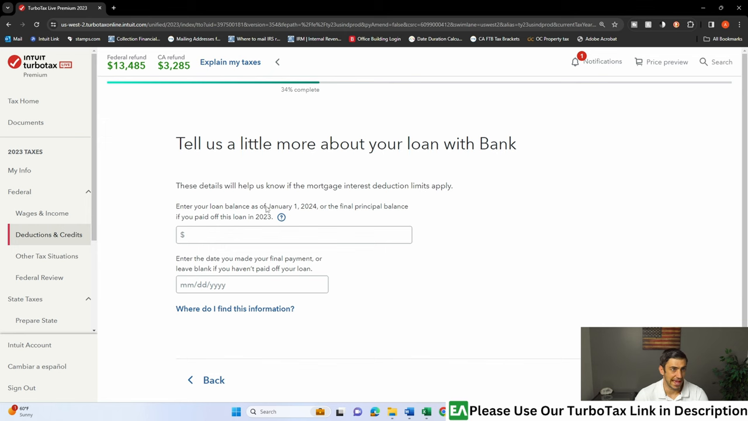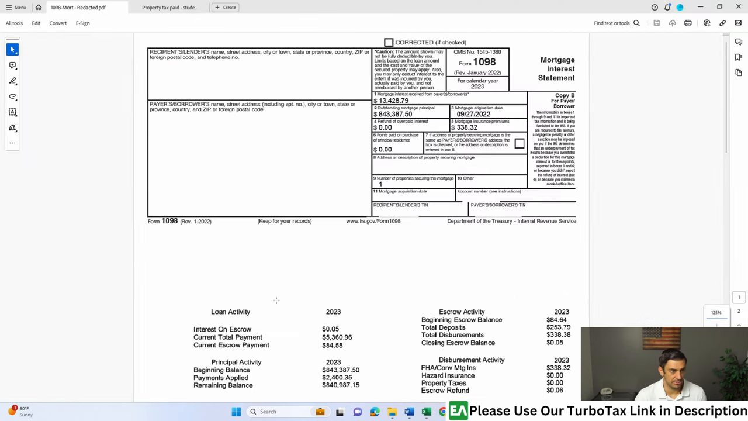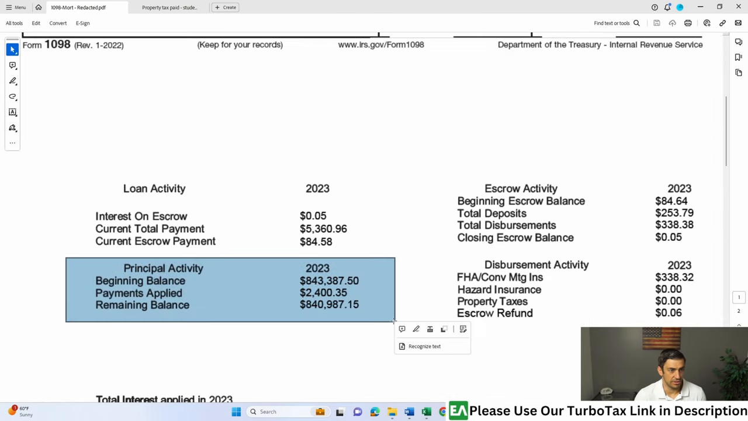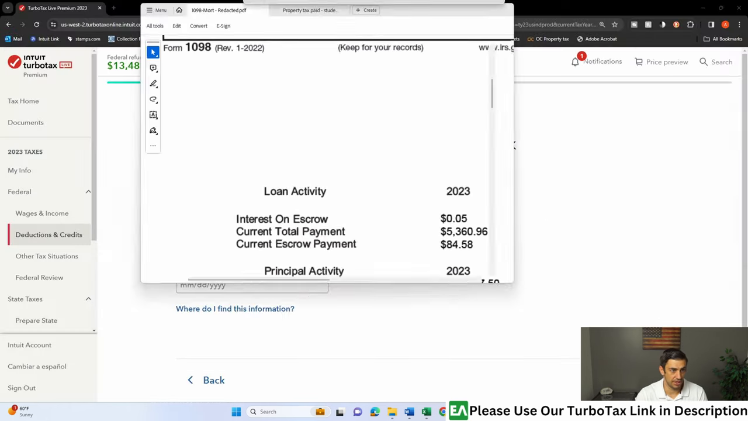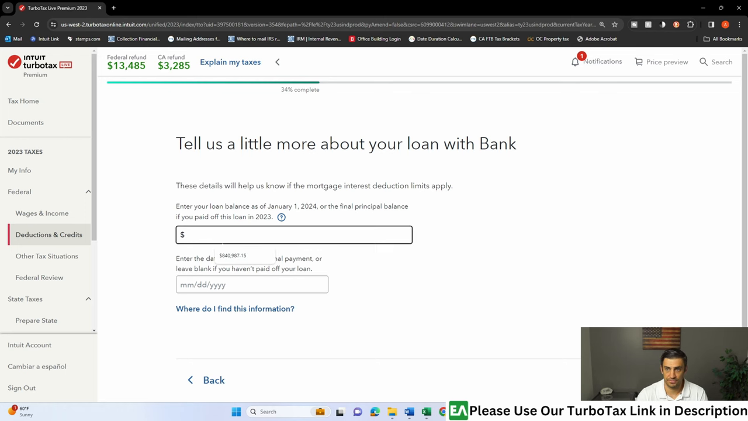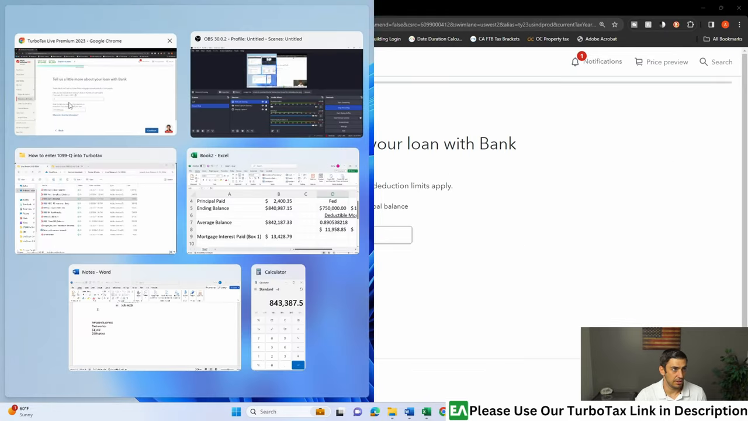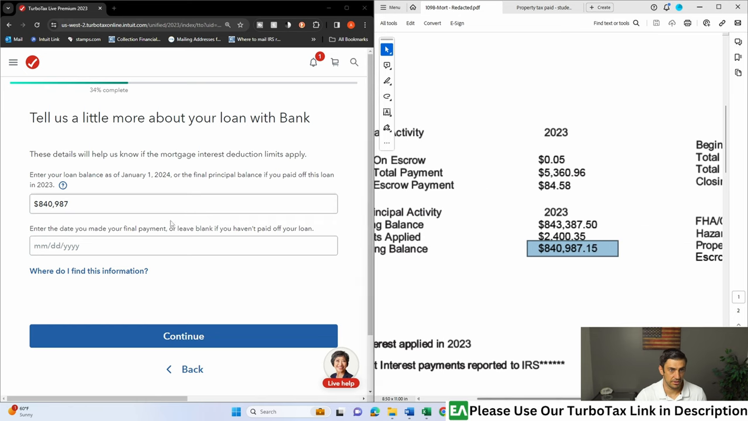Details: enter the loan balance as of the end of the year. So we have to take a look back here. Generally, most of the time, they are recorded here. Principal activity is what we're looking at. The beginning balance is that 843 and the ending balance is the 840. Based on this, they calculate your average balance of the mortgage. So we'll put that 840 number in here. Let you guys see what I'm doing here. Voila. 840,987, and what else does it say? 0.15.